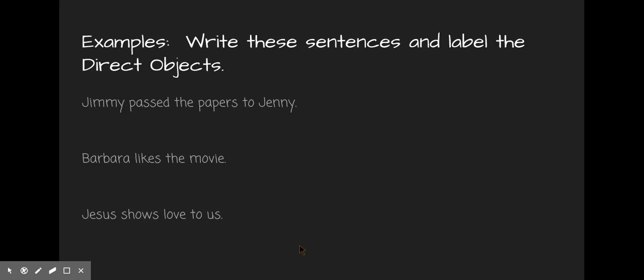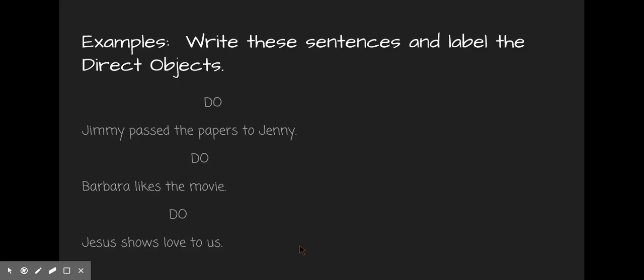Now, I often think of direct objects like birthday presents. They are the receiver of the action when somebody gives a present. The present is the direct object. The receiver of the present is what we call an indirect object, and we won't learn those until pattern 3.